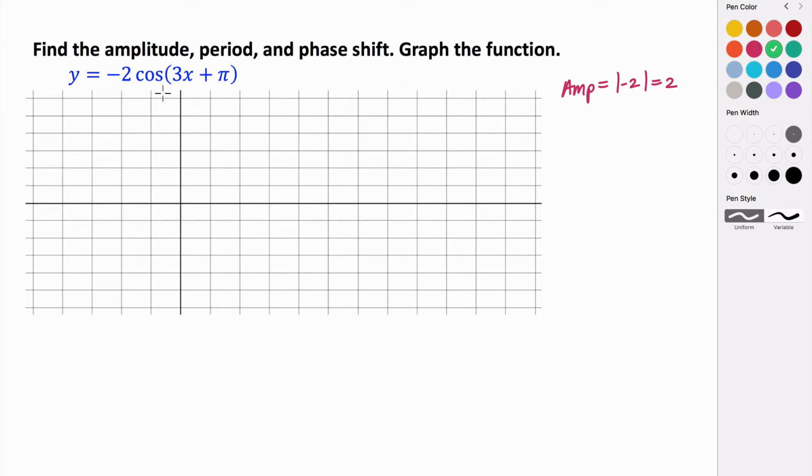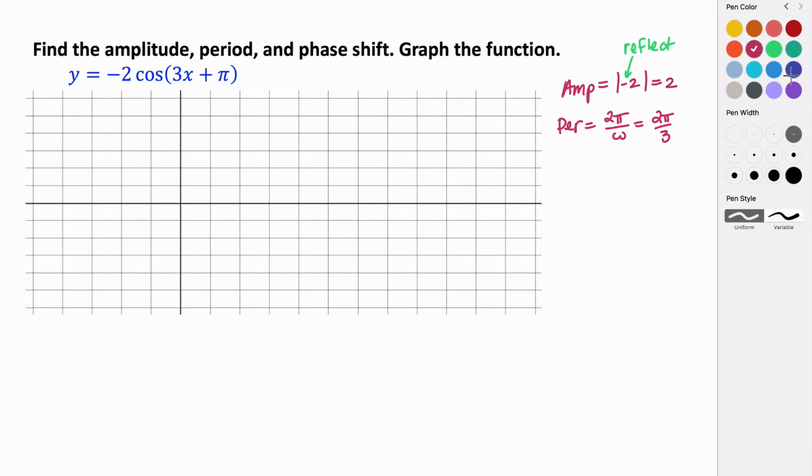However, the negative in here is telling us that we reflect about the x-axis. So we're going to reflect about the x-axis, and we're going to start at a minimum value because it's a cosine function. What is the period? The period is found by 2 pi divided by omega. The value of omega is 3, so our period is 2 pi over 3.